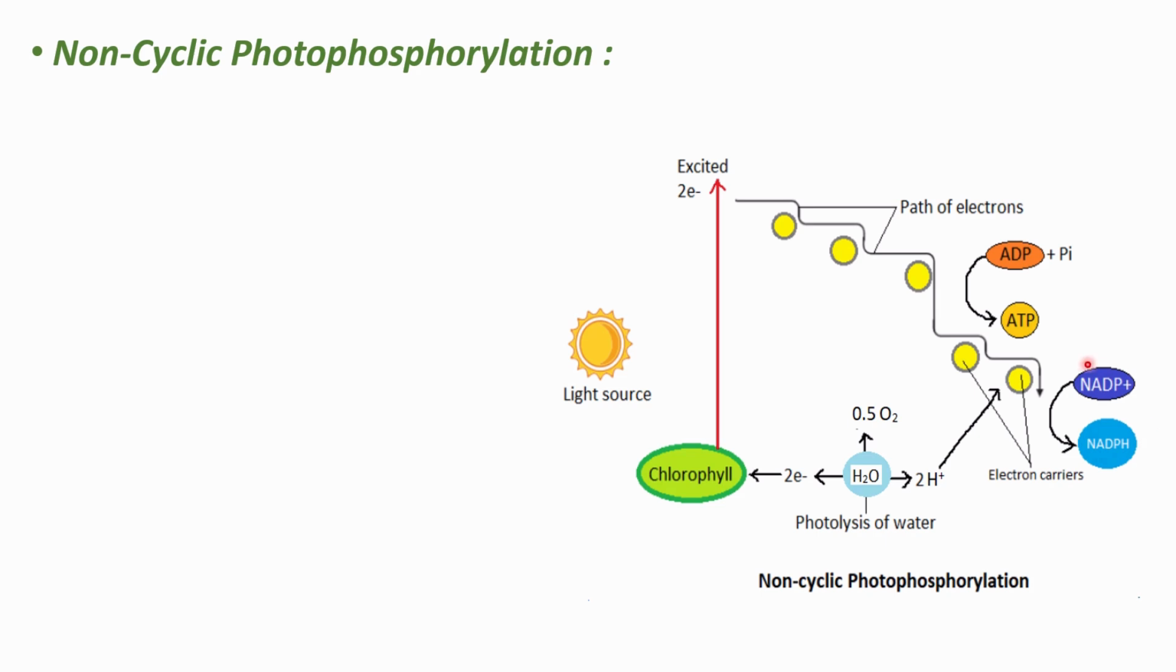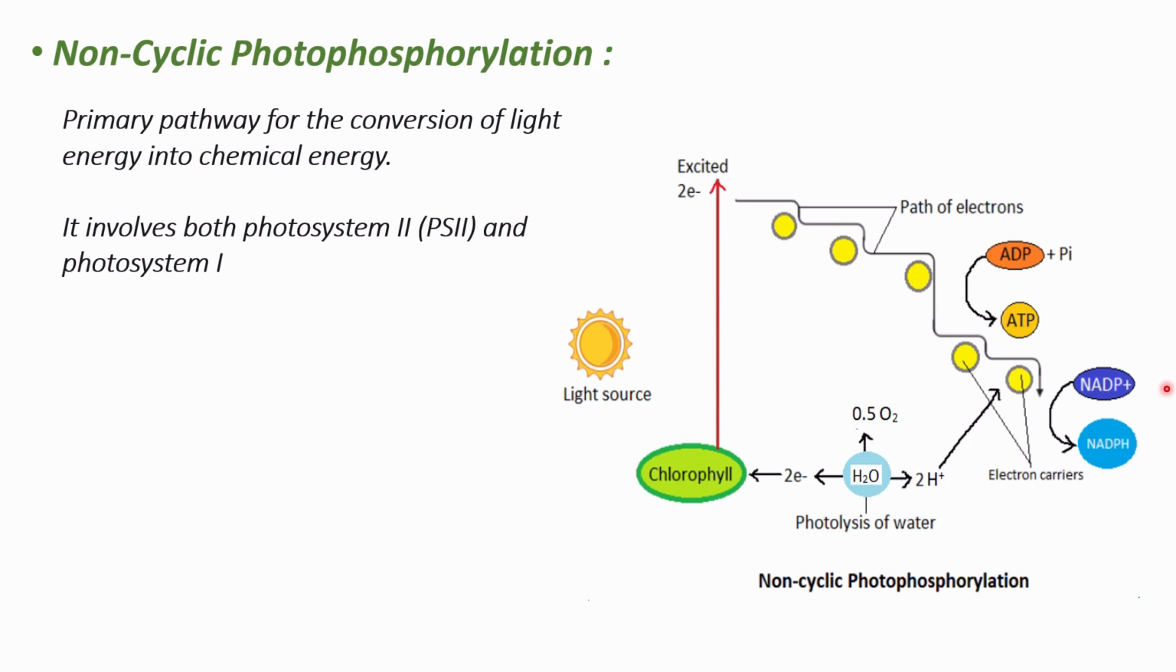At the end you can see the formation of NADPH from NADP plus with the help of the light source. Here the electrons end; they are not cycled again to PS2 or PS1. So the electrons which were formed help in the formation of ATP and NADPH. They are not cycled again to the photosystems, that's why it is non-cyclic photophosphorylation.